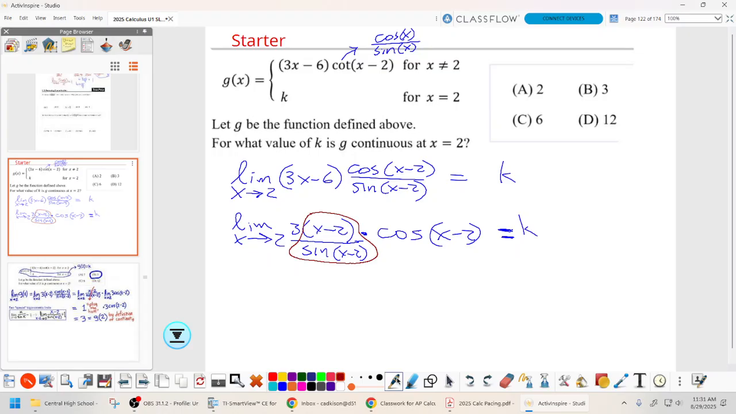Okay, so that, and then what do we do with this 3? Get rid of it. No, we don't get rid of it. Doesn't it just come over here with this? Yeah. So 3 cosine x minus 2. So x is 2, so that makes this 0. What's cosine of 0? 1. So 1 times 3. Okay?